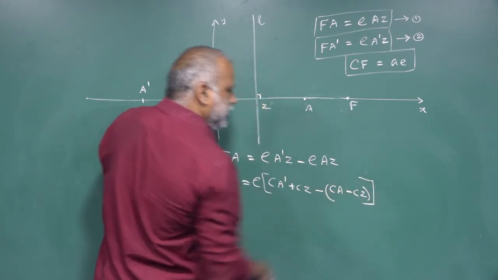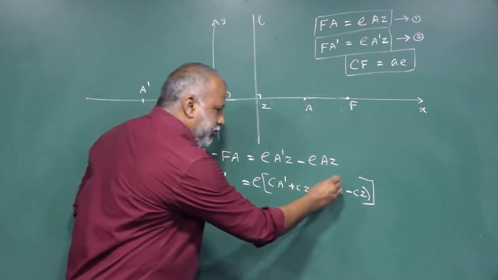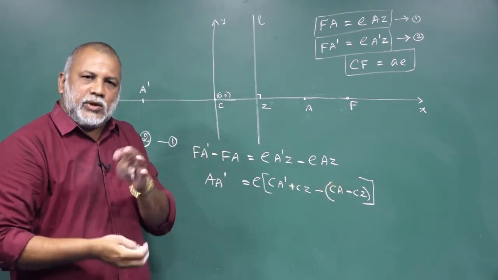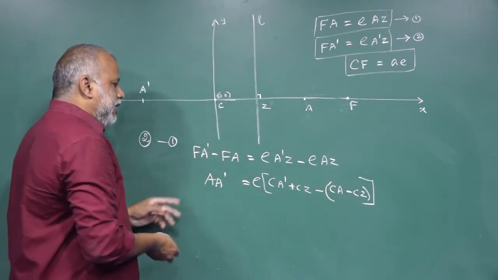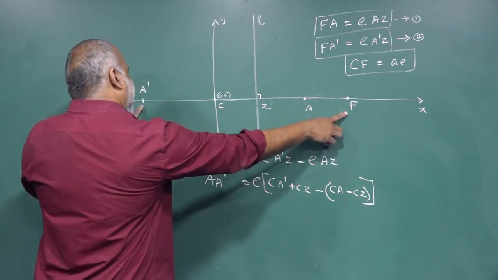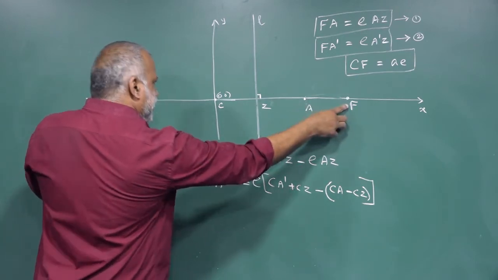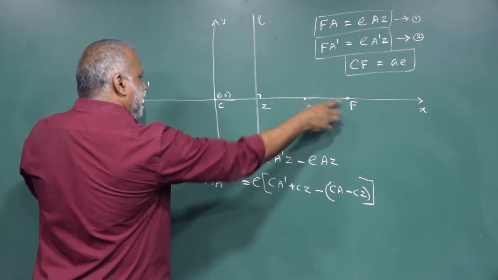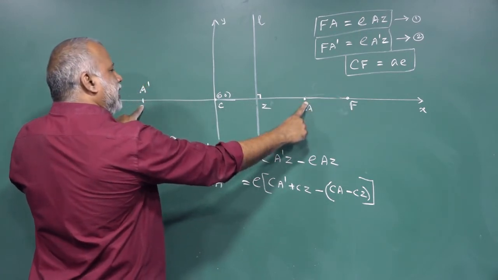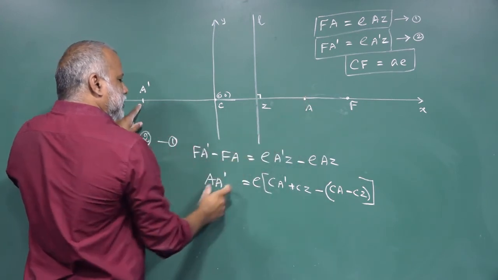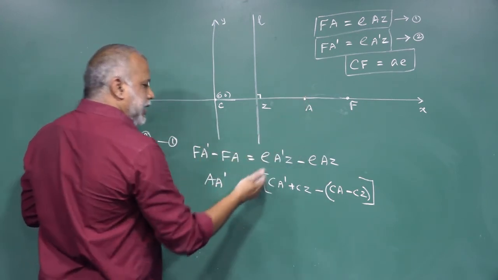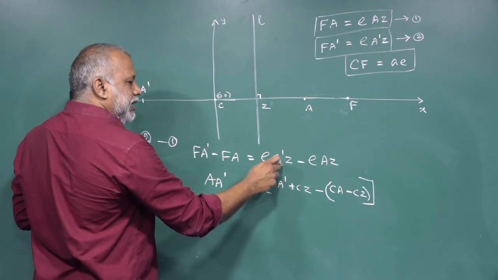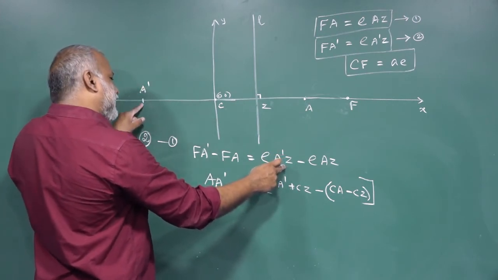Close this bracket. Once again, see the explanation properly. Use the fingers, then you can get the idea. See here, eA dash minus eA. Then my fingers are moving to this. Subtraction means moving from A to this. So now my fingers are placed at A dash. Take out e as the common. Then A dash is here.